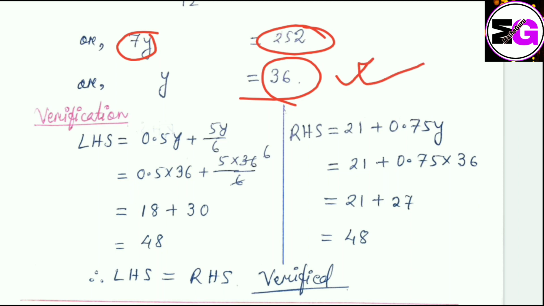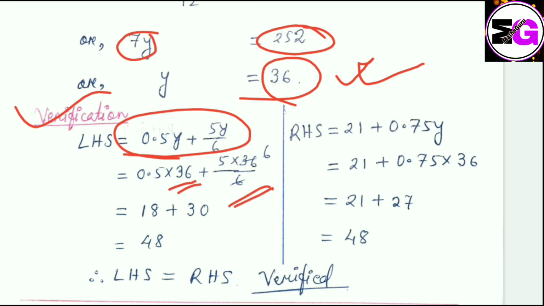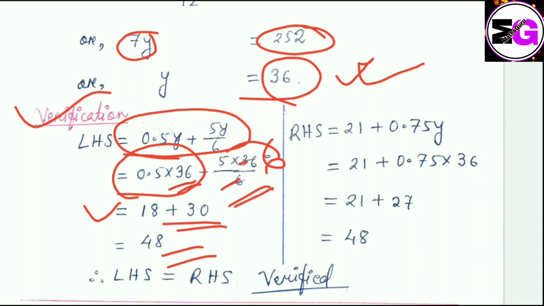Now let us verify. In the verification we take the left hand side and the right hand side separately. The left hand side is 0.5y plus 5y by 6, so in place of y we put 36. So 0.5 into 36 plus 5 into 36 by 6. 6 and 36 cancel, 6 times, so 5 times 6 is 30. And 0.5 into 36 is 18, plus 30 is equal to 48.